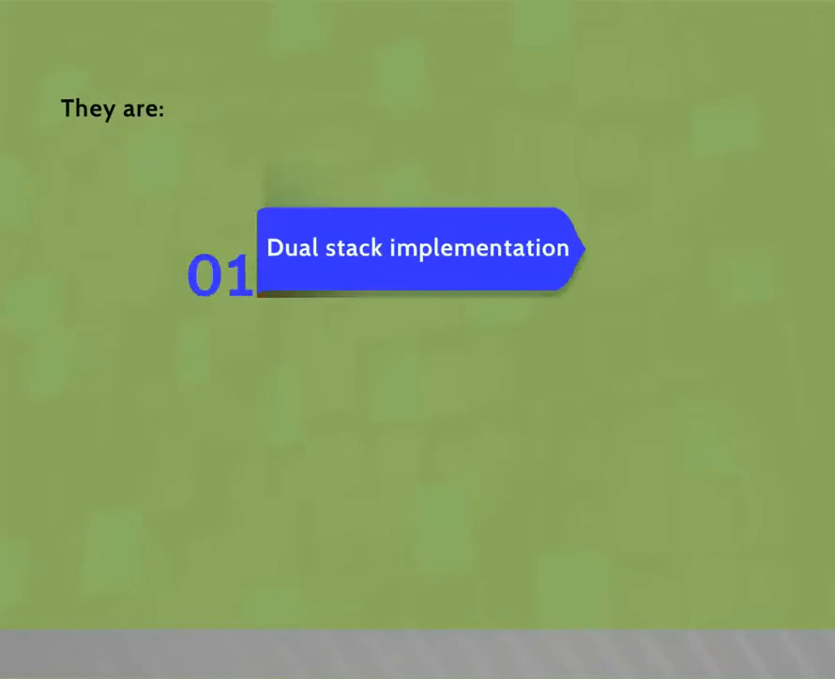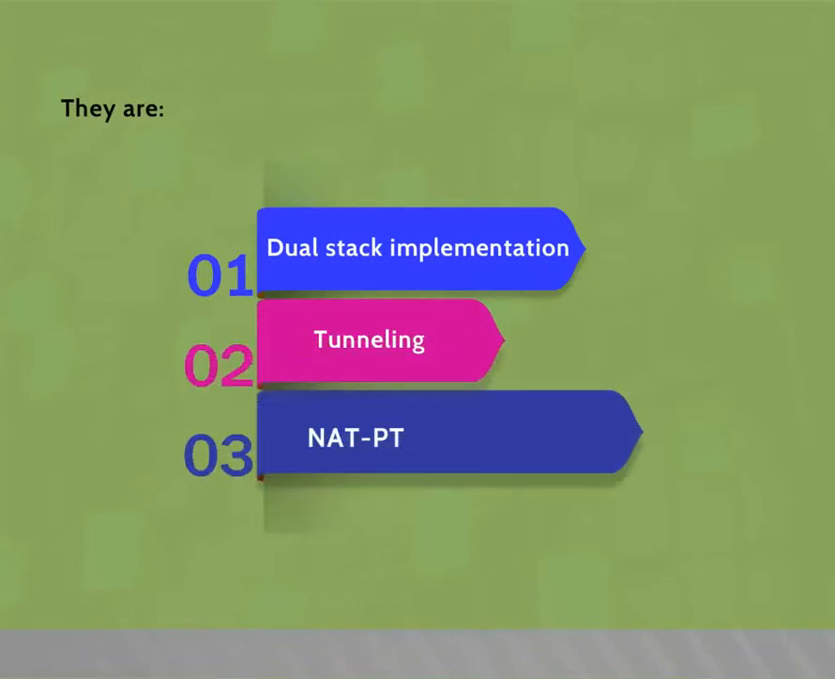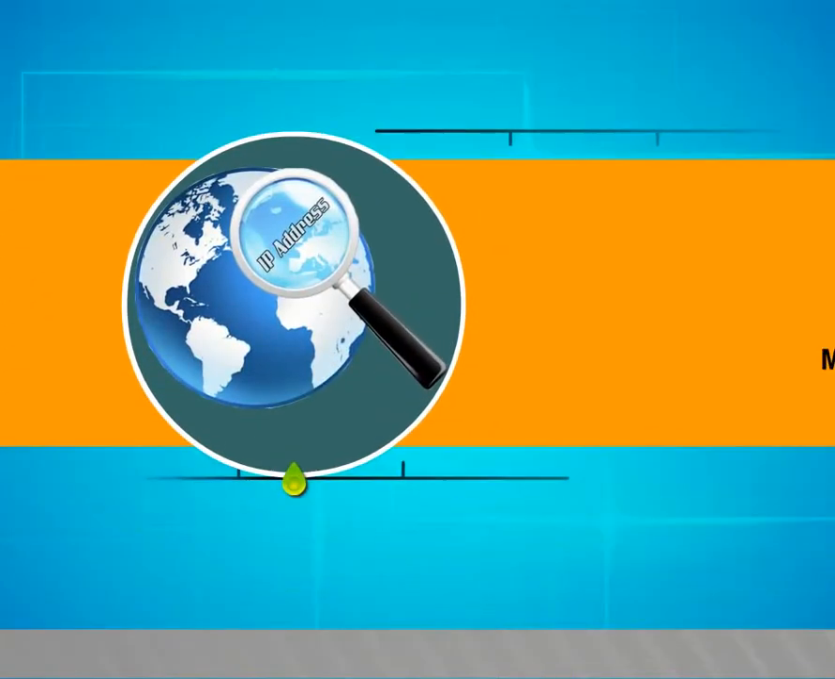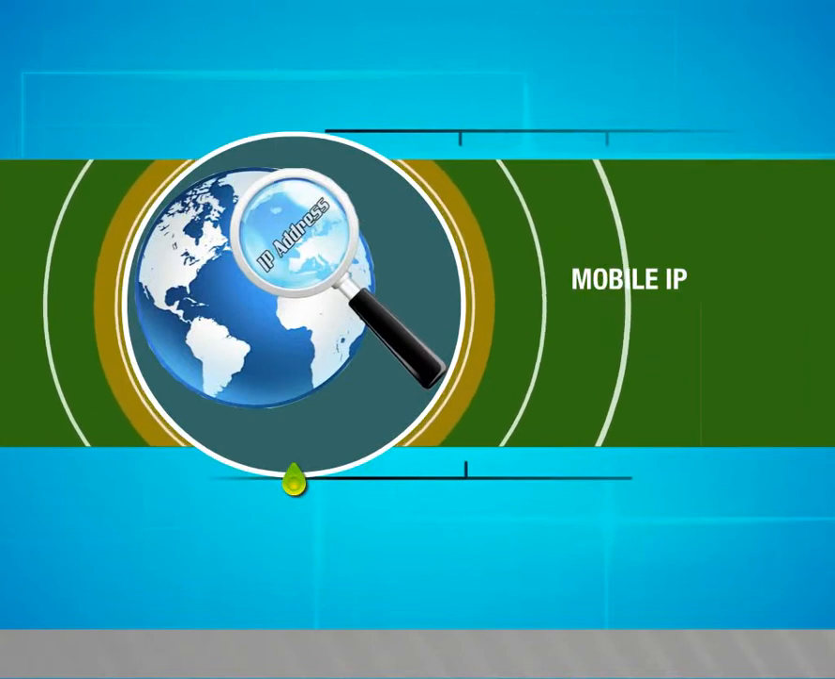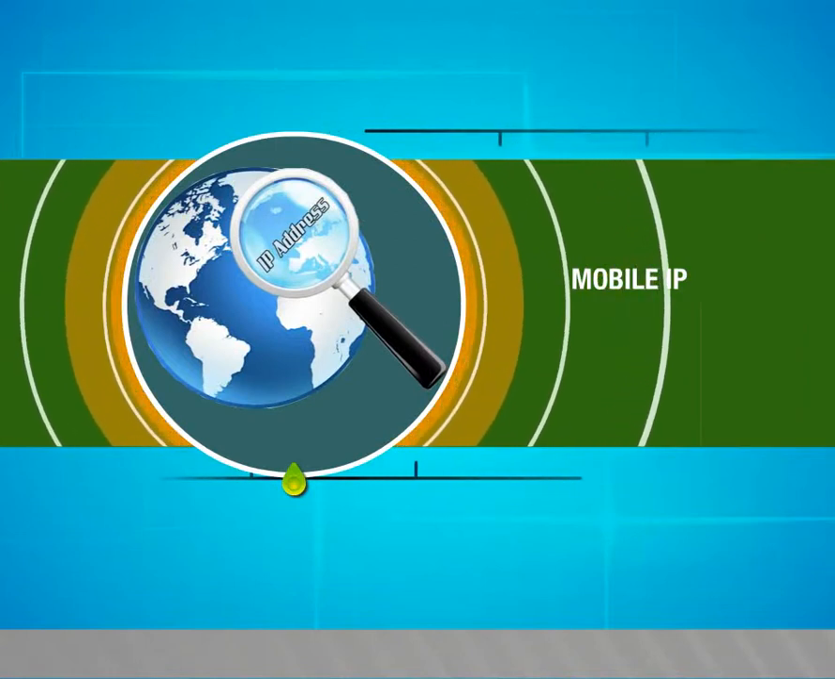They are dual stack implementation, tunneling, NAT-PT. Mobile IP. In this video, we are going to see about mobile IP.